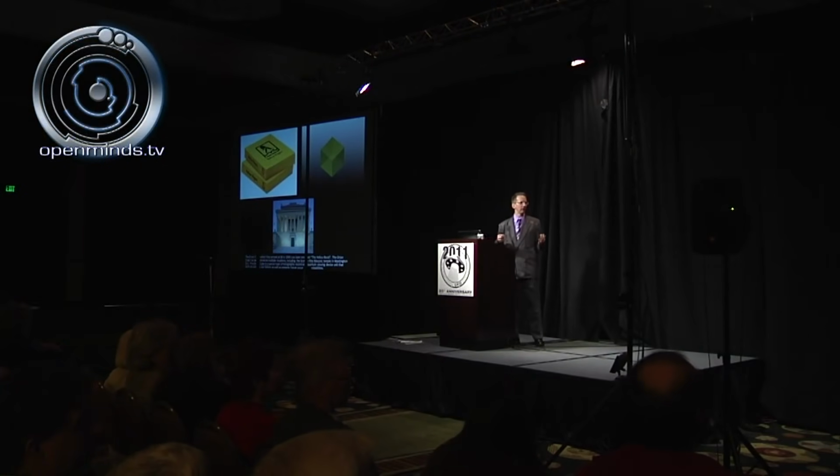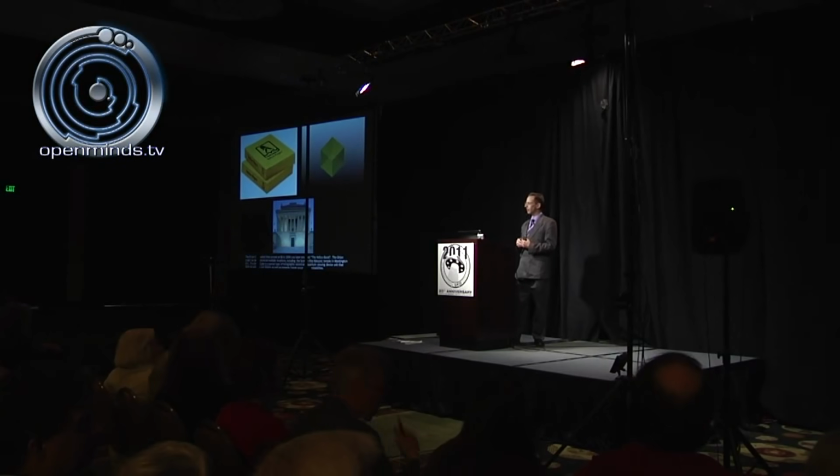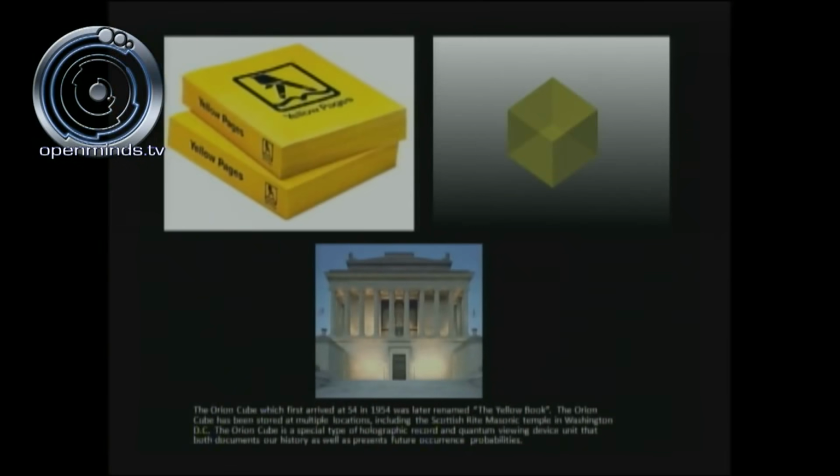What is the Orion Cube? It was also known as the Yellow Book. It has nothing to do with phone numbers, okay? What it is, it's an 8 by 8 inch square cube, and it's a quantum viewing device that, once it's accessed, you could look at the probabilities of future events.